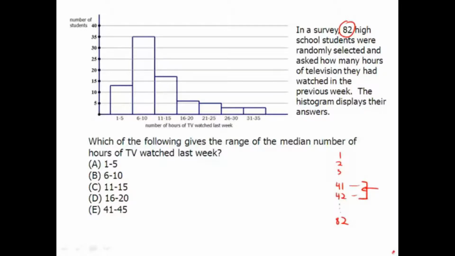If those two happen to be the same, then that would be the number. If those two values are different, we would average them.